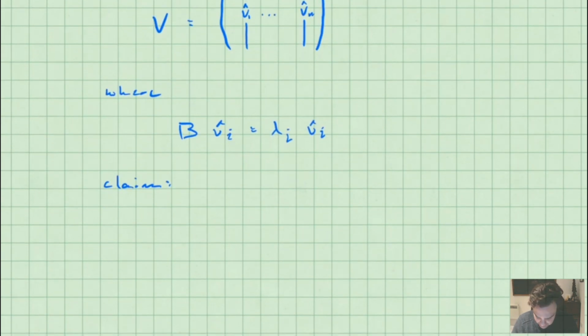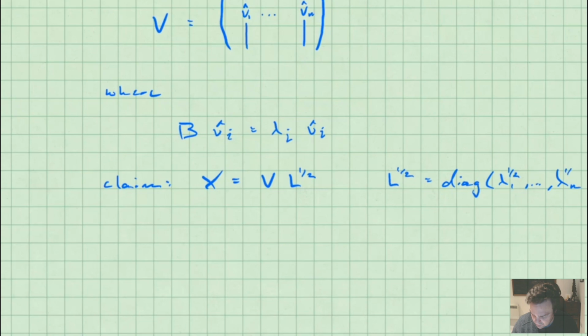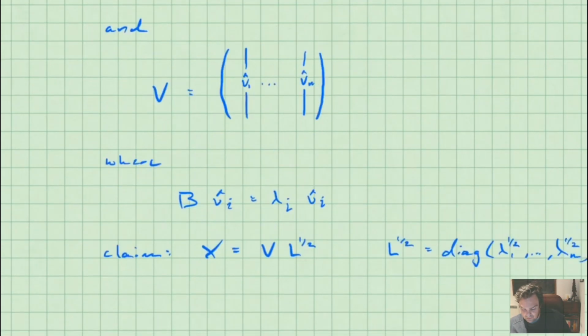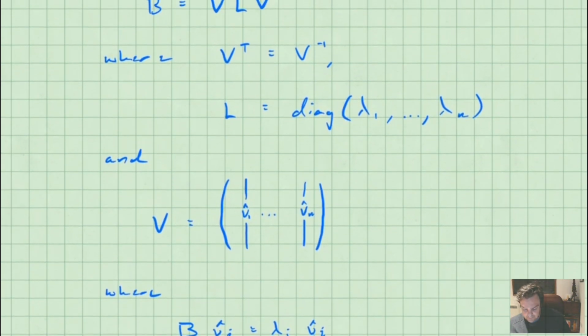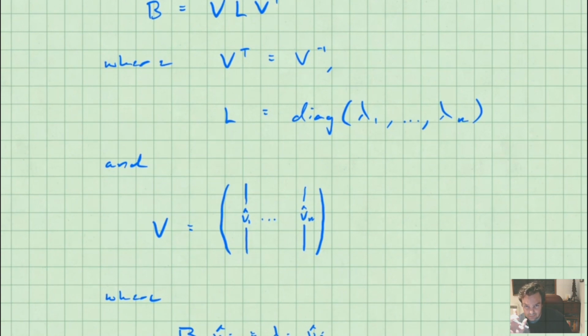That you can write X as follows. X is equal to V times L to the 1/2 power, where, remember, L is diagonal, so raising it to a power is easy. Like that, right? So that's a claim, and if this is true, then we're done, because we know how to get from D to B. Again, there were some holes in there. And now you know how to diagonalize B.